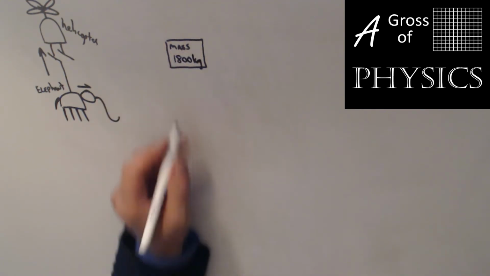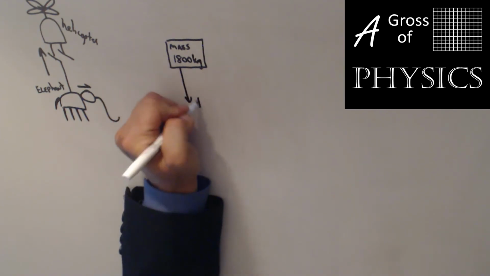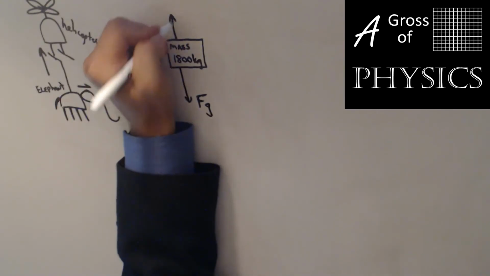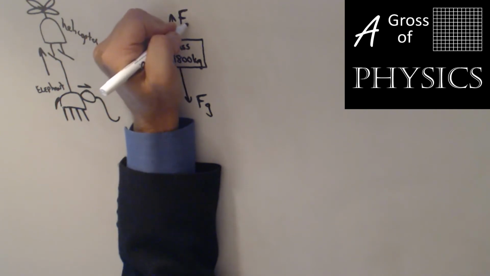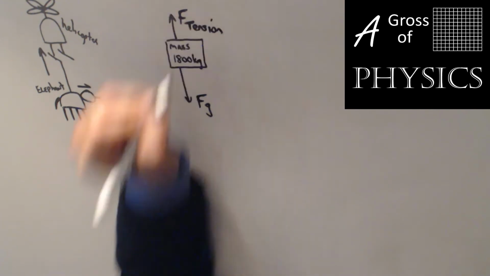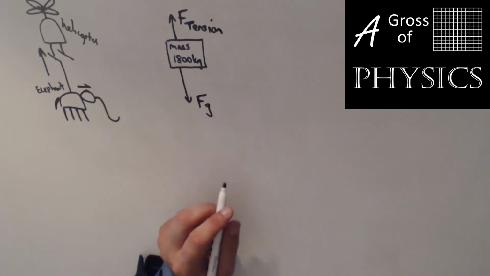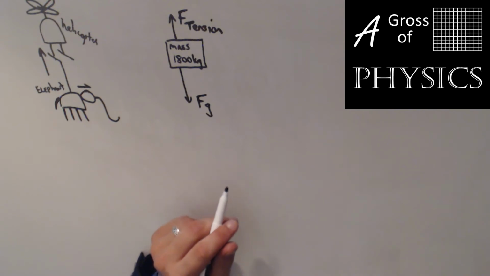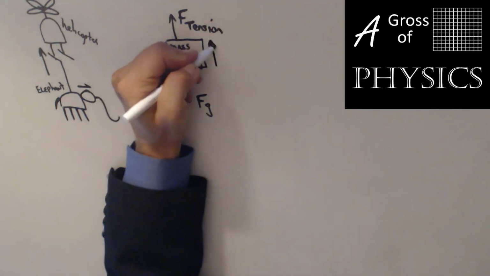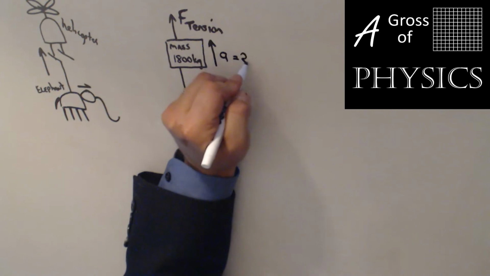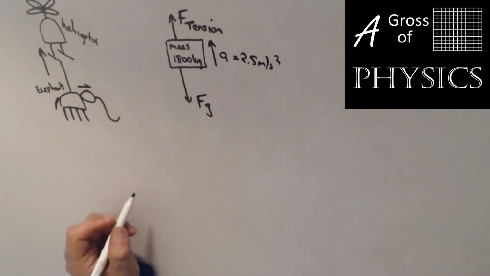Now the forces acting on the elephant. There will be a downward force due to gravity, an upward force due to the cable. So I'm going to say it's the rope, so I'm going to say tension, Ft for tension. Now, if I look at this, there's no other forces involved. There's no sideways motion. It does not mention anything about wind resistance, but it does say that the acceleration is upward at 2.5 meters per second squared. So I'm actually going to write the a, 2.5 meters per second squared.